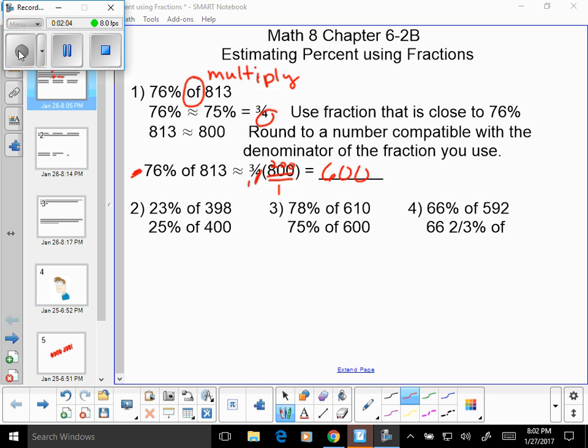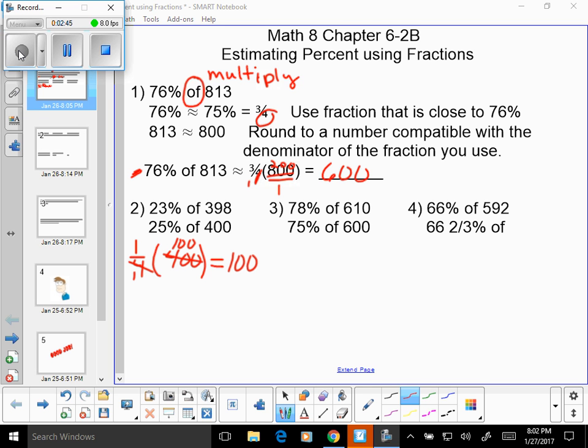Now the first few examples here, I kind of gave you a lot of help. I look at 23%. I could go to 20, which is a fifth, or I could go to 25, which is 1/4. But I think 398 is closer to 400, and that will cancel much nicer with a 4 than it will with a 5. So I'm going to have 1/4 times 400. This 4 and this 400 reduce each other. Nice easy math problem. 1 times 100.